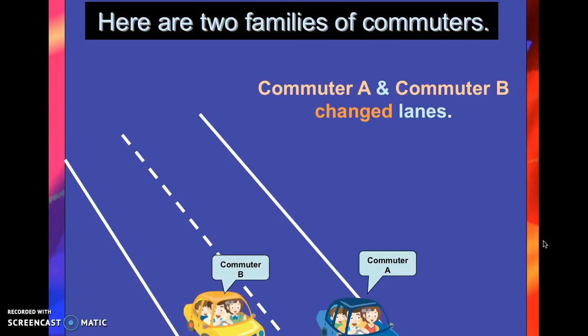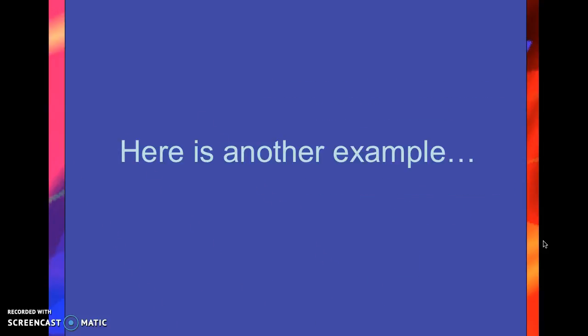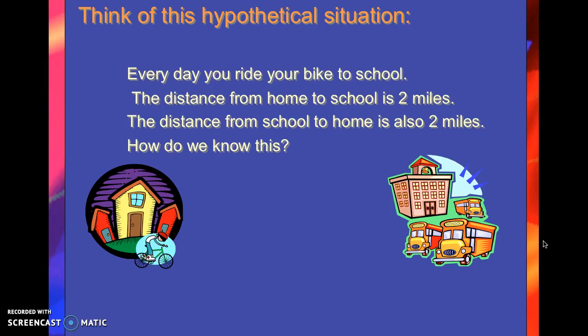Commuter A and commuter B changed lanes. Remember, commute means to change. Here is another example. Think of this hypothetical situation. Every day you ride your bike to school. The distance from home to school is 2 miles. The distance from school to home is also 2 miles. How do we know this?